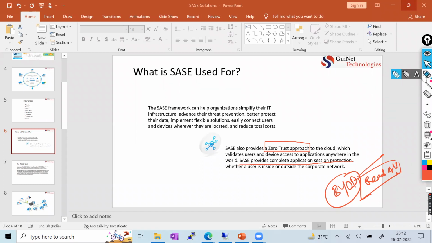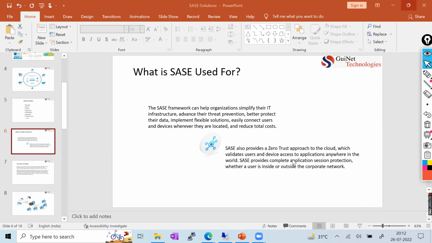It's not like you can do anything, leak the data, or download any malicious file or virus file. It's not like that. Whether you are inside or outside of the corporate network, it doesn't matter. So these are all key components, key things. When you have a requirement, then you should use SASE, right?